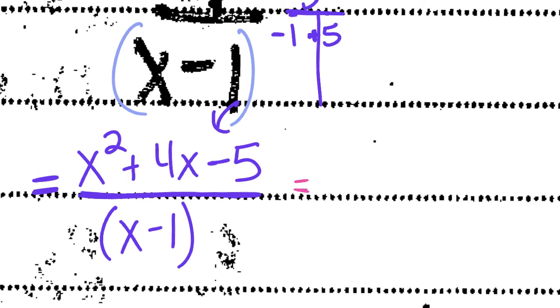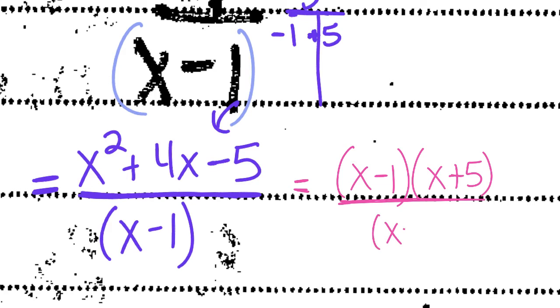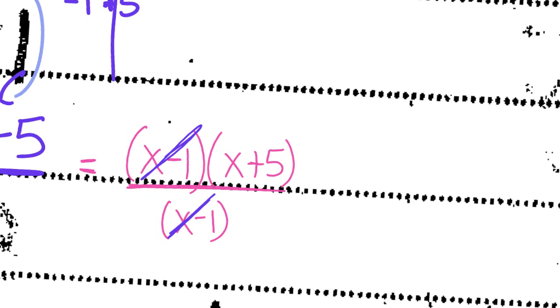So over here, I do have x plus 1. Just kidding, that's not a plus, is it? It's a minus. X minus 1 times x plus 5 all over x minus 1. Because everything's being multiplied, we know we can cancel out. And my final answer is only x plus 5. And again, you could show that with or without parentheses.